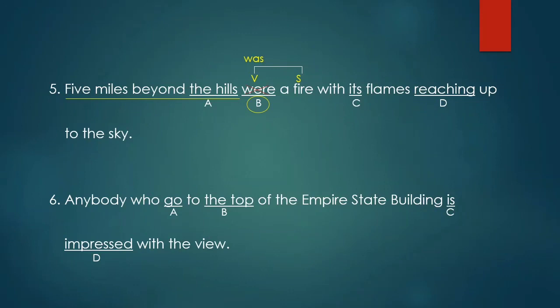Question number 6. Anybody who goes to the top of the Empire State Building is impressed with the view. The answer is A, go, because the subject who represents to singular noun anybody. So, the verb should be in the form of singular, goes. The correct sentence is, anybody who goes to the top of the Empire State Building is impressed with the view.